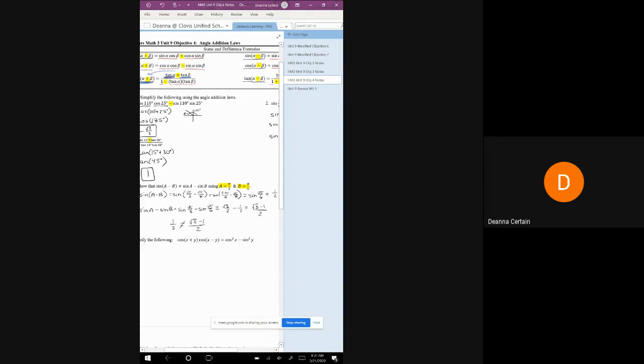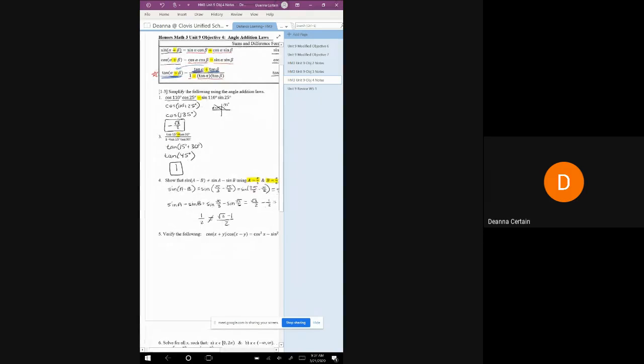So the purpose of number 4 here is just to demonstrate why you do have to use the angle addition laws up here, the ones that we are starring. You have to use these 6 if you are looking to expand two angles within sine, cosine, or tangent.